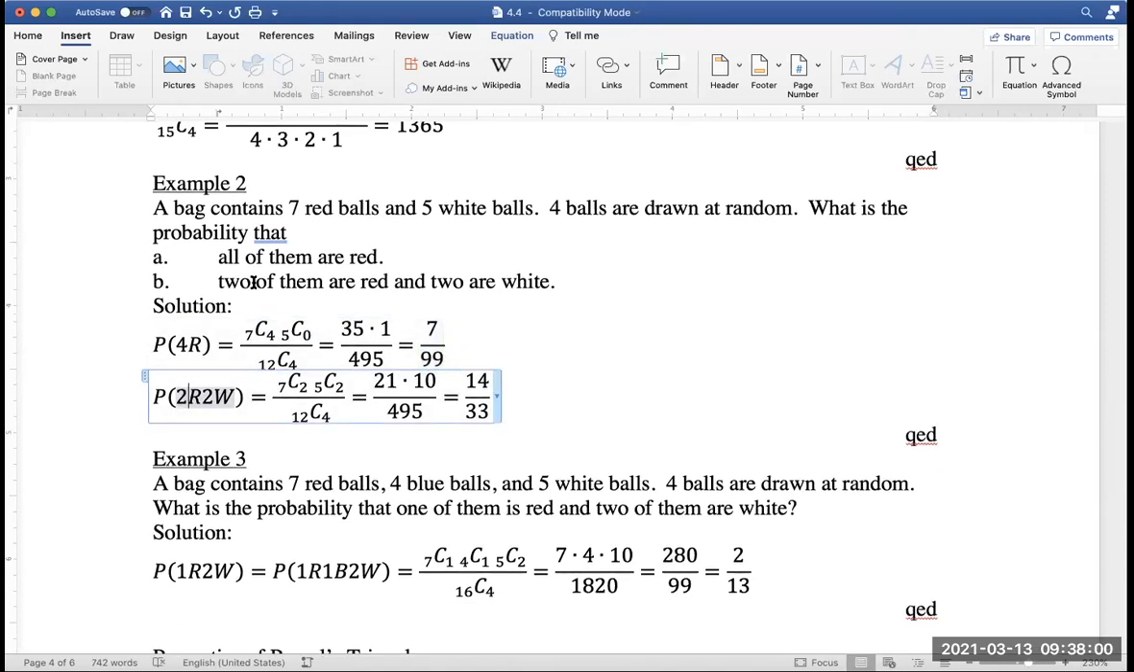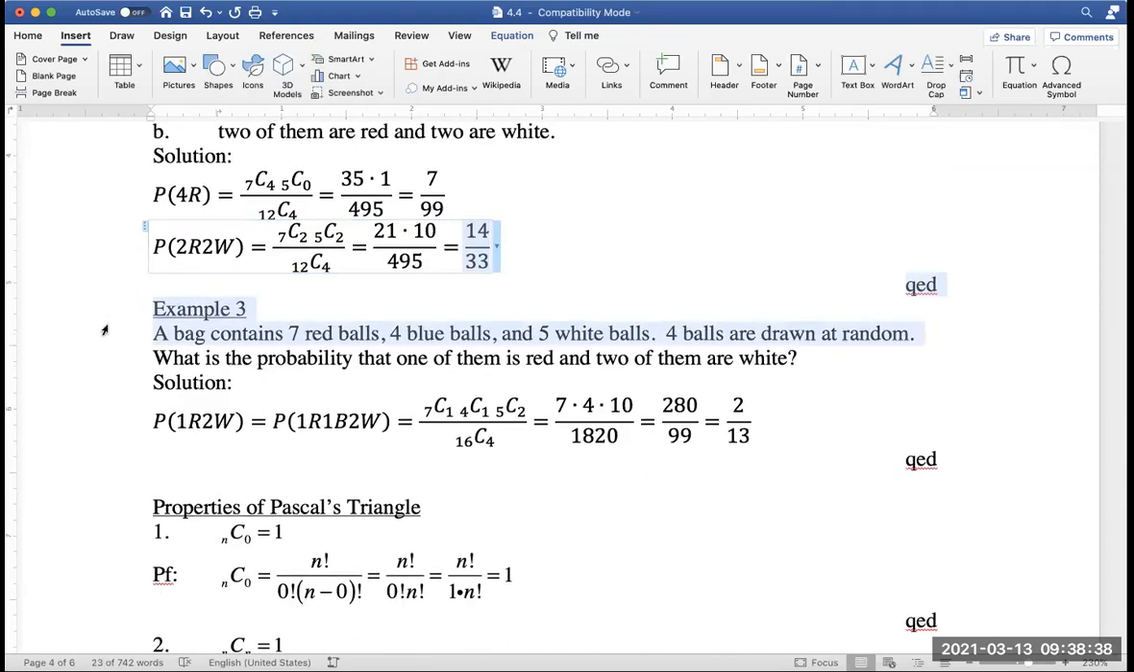Next, I want 2 of them red and 2 white. So, well, there's still 12 balls, and I'm choosing 4 of them. There are 7 red balls. I want to choose 2 of them to be red. There are 5 white balls, and I want to choose 2 of them to be white. So 7 choose 2 is 21. 5 choose 2 is 10. 12 choose 4 is 495. So 14 over 33.